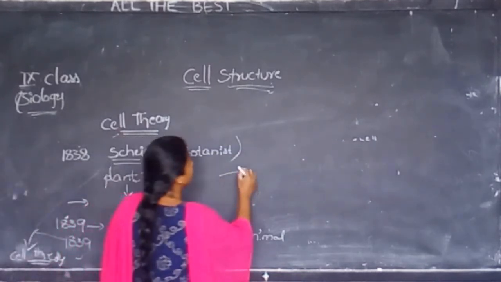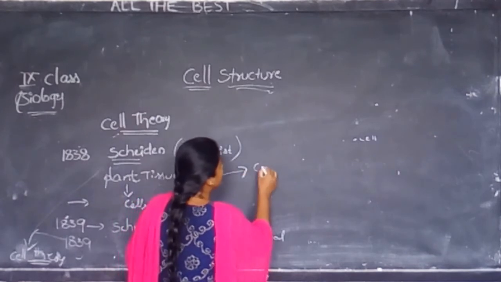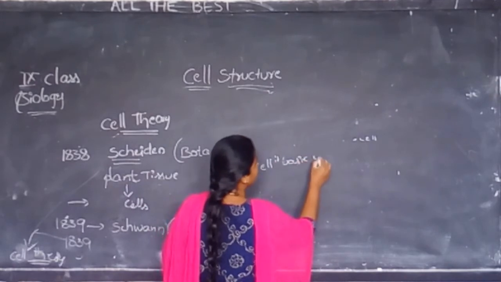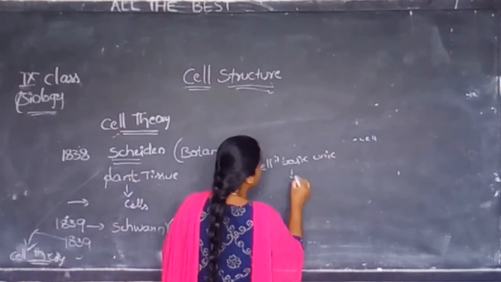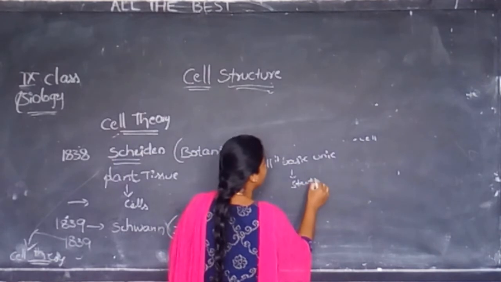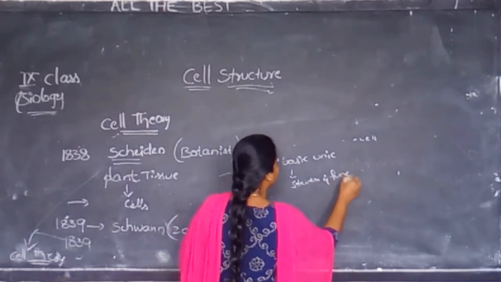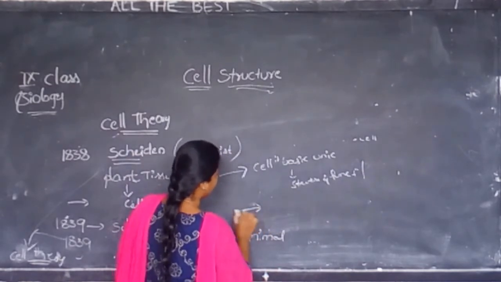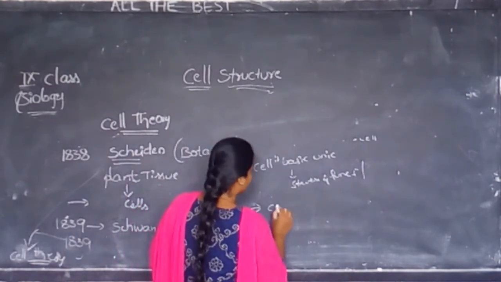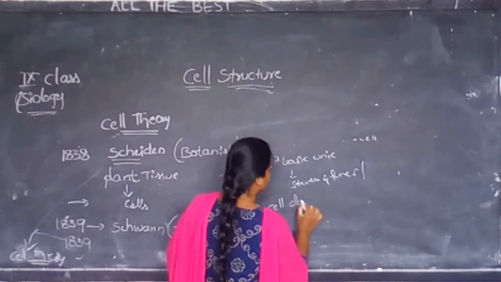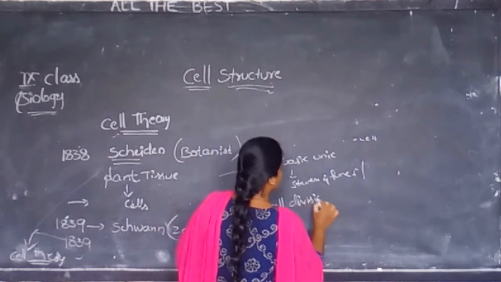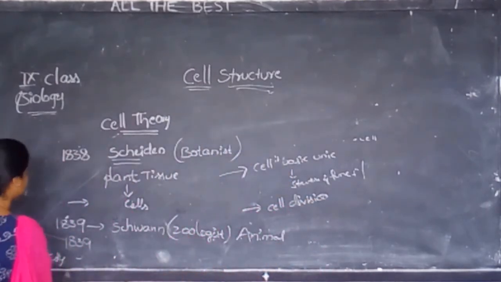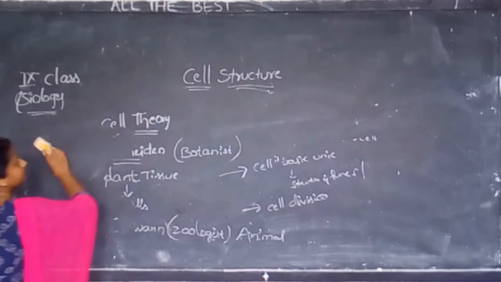The cell theory tells us that the cell is the basic structural and functional unit of life. Okay, it is divided by cell division. Okay, this is about cell theory.